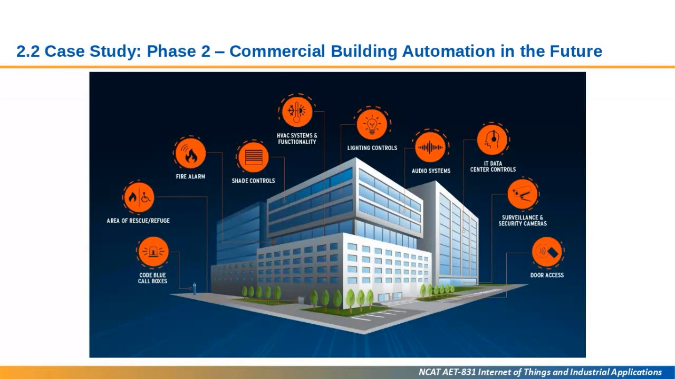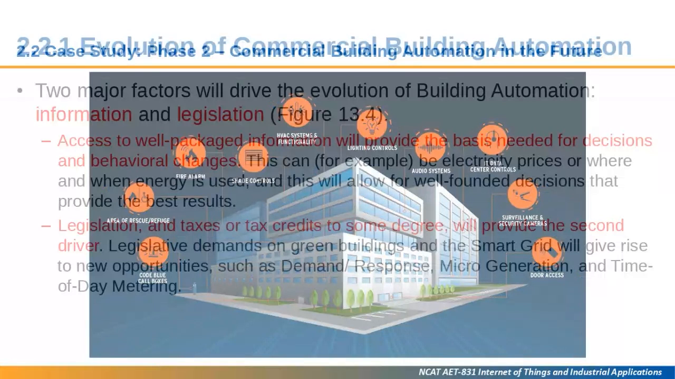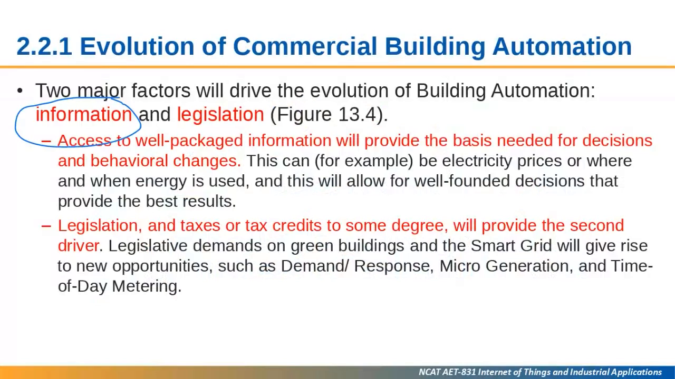Okay, now let's look at phase 2, basically commercial building automation in the future. What we can do further. The two major factors that will drive the evolution of building automation: one is information, and the next one is legislation. So for information, the idea is that because we have many sensors, they will provide a lot of data, which we may not be fully using at this moment.